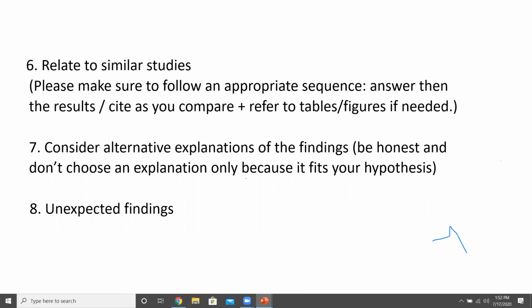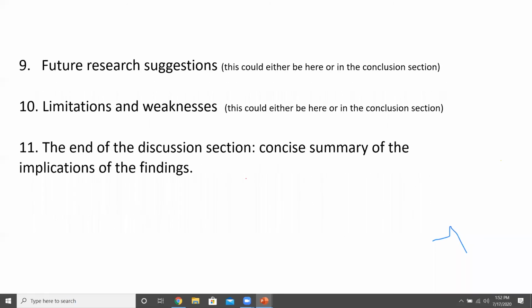Number 7, consider alternative explanations of the findings. Be honest and don't choose an explanation only because it fits your hypothesis. And number 8, unexpected findings. I'm going to repeat these tips, but let me move to the last 3 and then I'll explain them all again in Arabic as well.